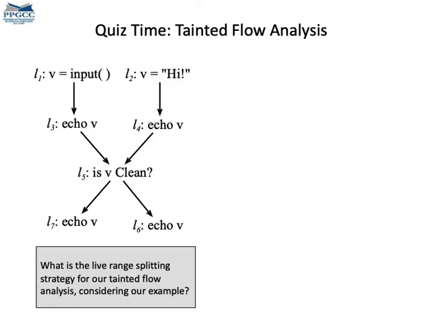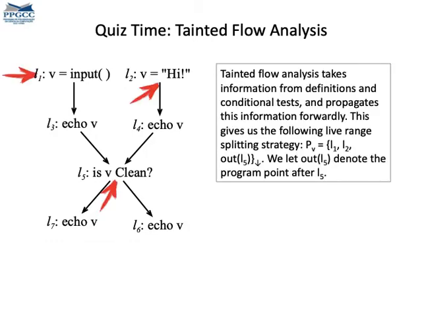Now, can you think about our tainted flow analysis? What would be the live range splitting strategy? Remember, we have information flowing forwardly. New data flow facts appear at definition points and at branches that test variables, if they are clean or tainted. Here's the live range splitting strategy for the example program. We have two definition sites and one sanitizer, that is, a branch that tests if a variable is clean. And we have the arrow down indicating the forward propagation.